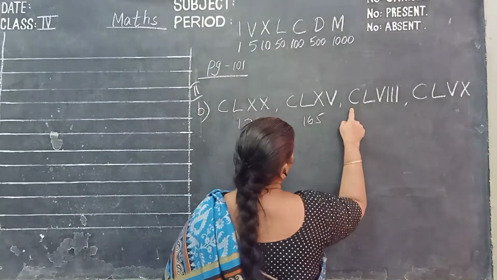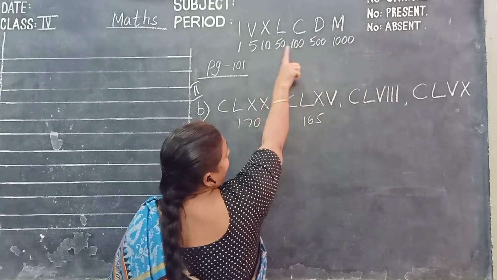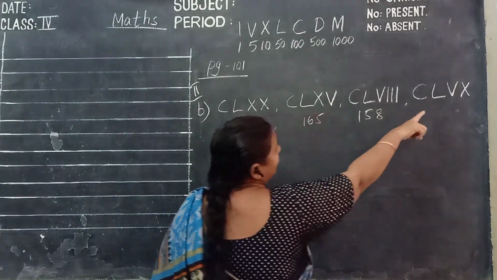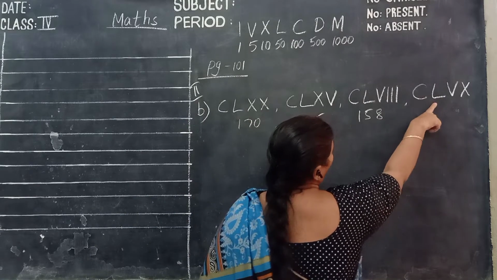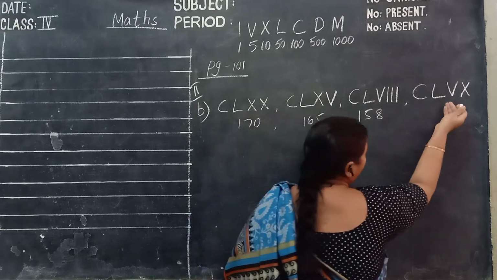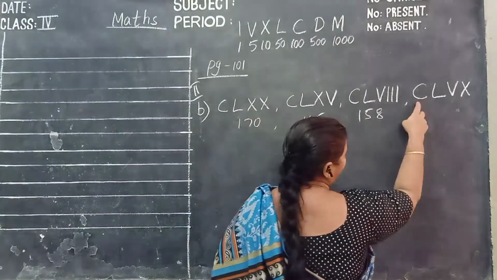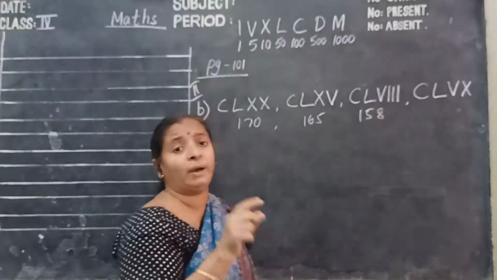See children, again 100 plus L, 50, 150. Then what is this, children? 8, 158. Then here, see children, here CL. CL means 100 and 50, 150. Here in between a small number is there. See children, 150, 10 between 5. So what should we do? Minus 5.